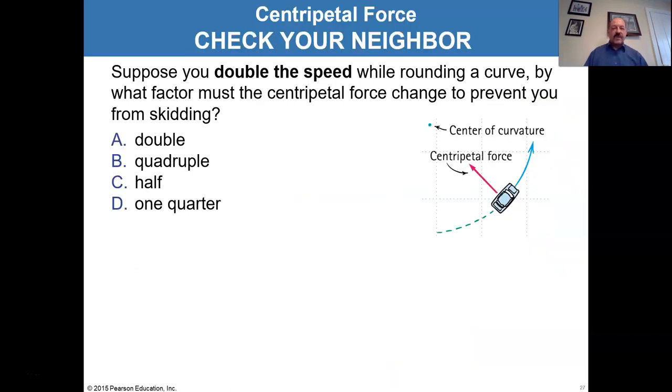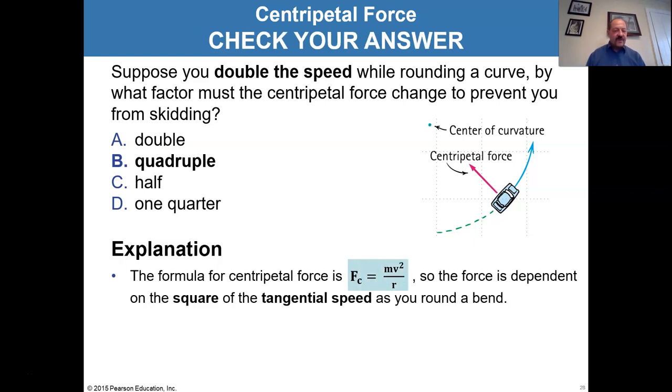Okay, so suppose you double the speed while rounding a curve. By what factor must the centripetal force change to prevent you from skidding? Another way to ask this is, we double the speed, what happens to the centripetal force, assuming we don't fly off the road? Well, we know that centripetal force is proportional to the speed squared. So if we double the speed, we're going to quadruple the centripetal force.